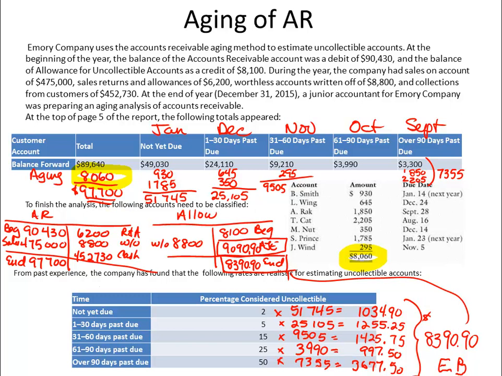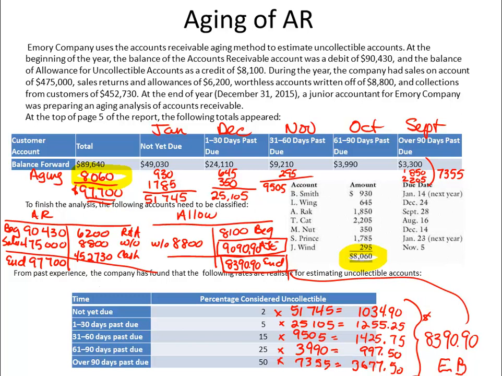When I look at M. Nutt, it's due in December, so that's 1 to 30 days past due, and that's why you see the $350 under the December column. And S. Prince is due next year in January, so it's not yet due, so that's why you see the $1,785 in the January column. And J. Wind for $295 was due in November, so it goes in the November column.